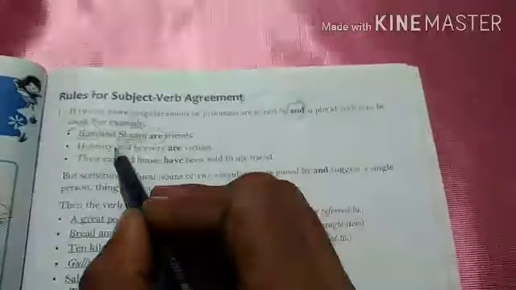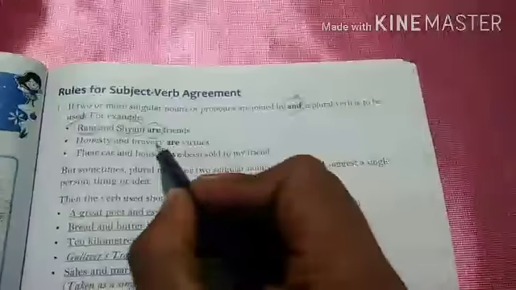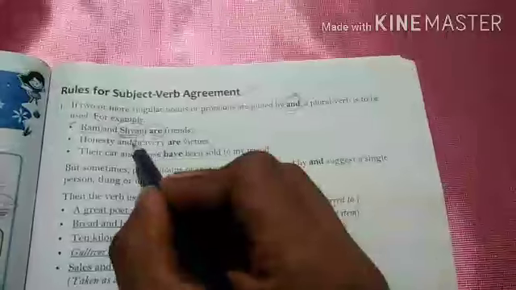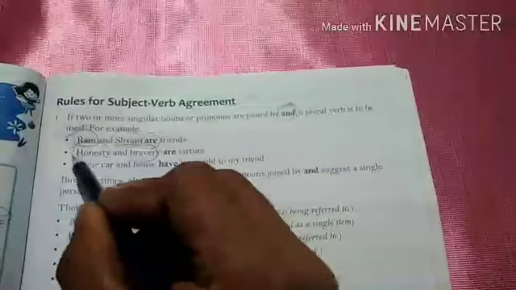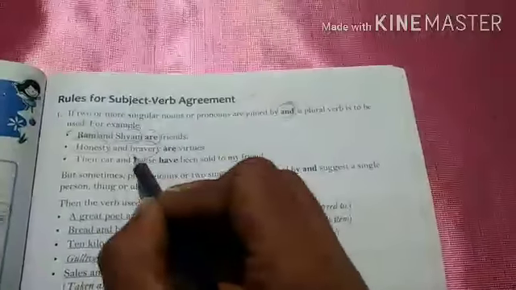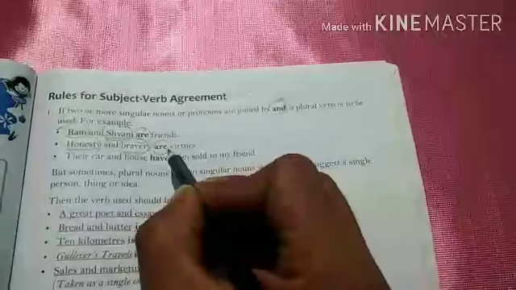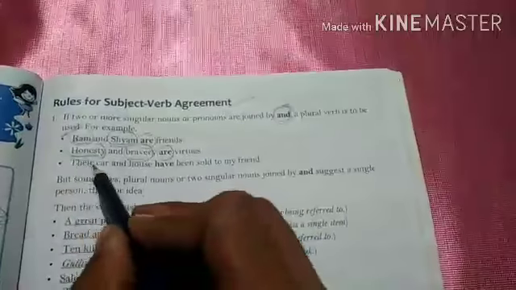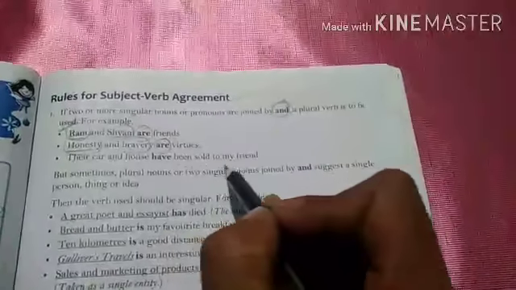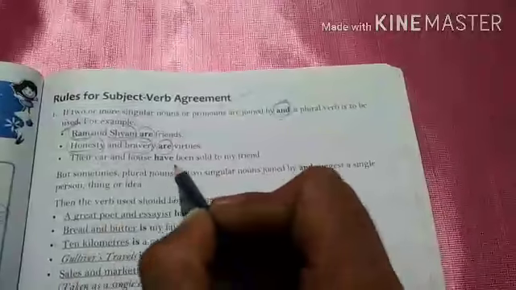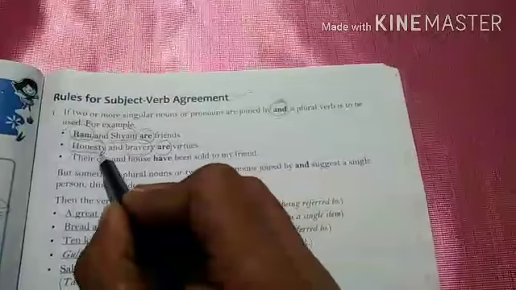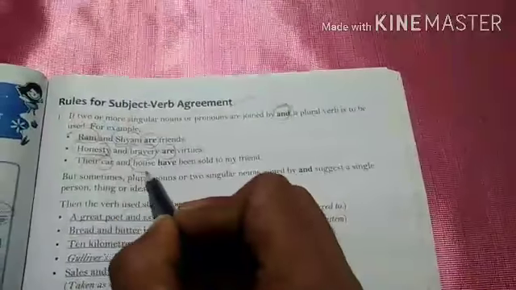Okay, honesty and bravery are virtues, so we have two subjects. What are the two subjects? One is bravery and one is honesty. So we have two subjects, so plural verb. Okay, their car and house have been sold to my friend. So now here we have two subjects. One is car and another is house.